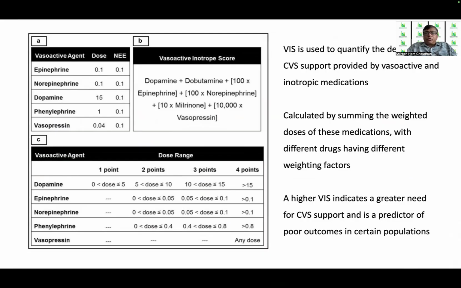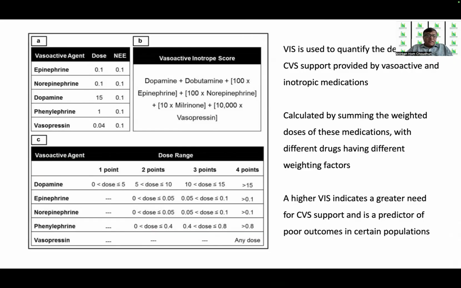Although this vasoactive inotrope score has been largely confined to cardiac surgical patients and to some extent other cardiologic patients, it has been validated in a few studies in certain other groups of patients, and there it has been found to be a useful parameter. So wherever it is used, we should know the factors which are responsible, and we should calculate it in a similar manner to how we calculate the norepinephrine equivalent dose.